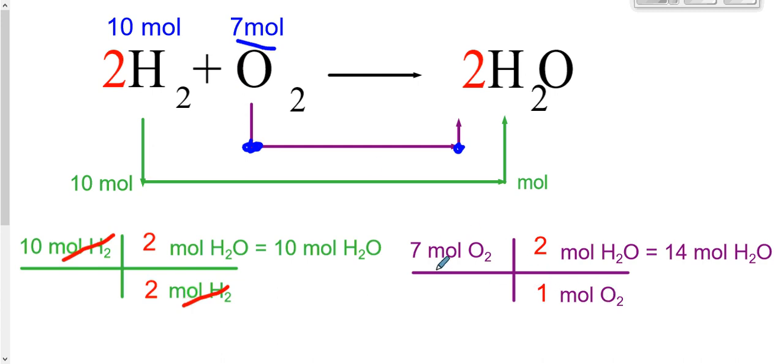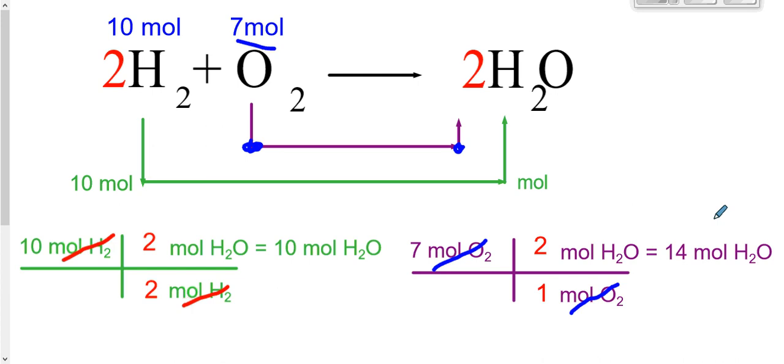We now see that the words moles of oxygen on the top cancel the words moles of oxygen on the bottom, and 7 times 2 gives us 14 moles of water vapor. If I start with the hydrogen and use it all up, I can produce 10 moles of water. If I start with the oxygen and use it all up, I end up being able to produce 14 moles of water.